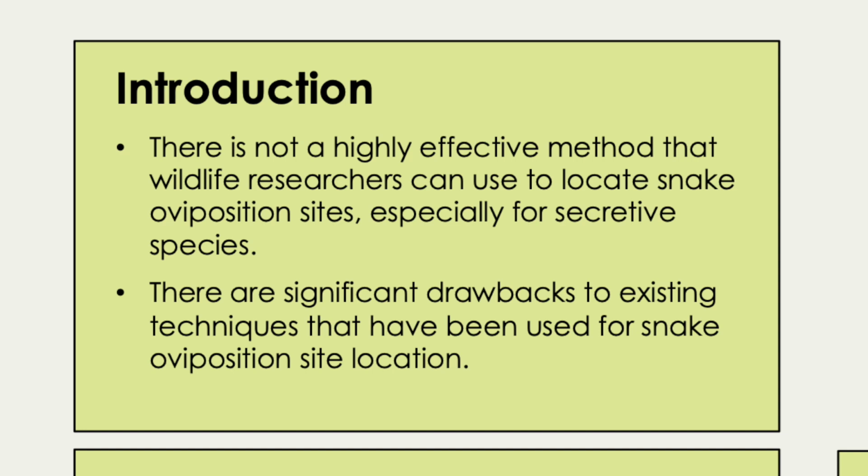After a thorough literature review, I have found that there are significant drawbacks to all of the techniques that have been used for snake oviposition site location. This can be problematic in a few key ways. For one, it can make it difficult to implement management actions. For example, we have seen this in the case of Boiga irregularis, the brown tree snake. It can also make it difficult to inform conservation actions for native species.